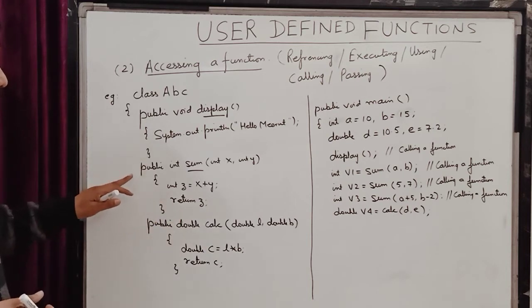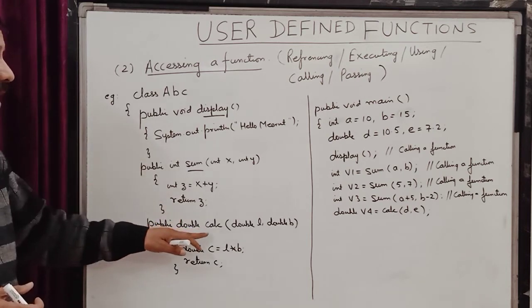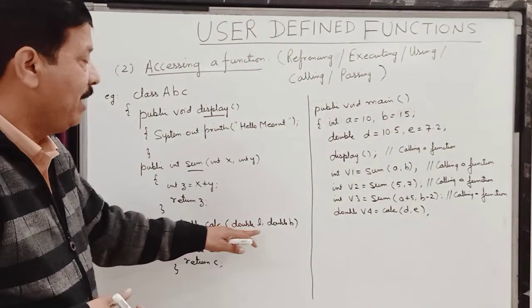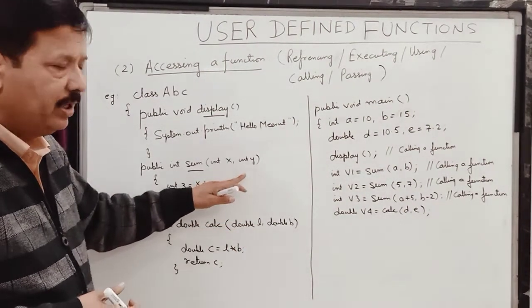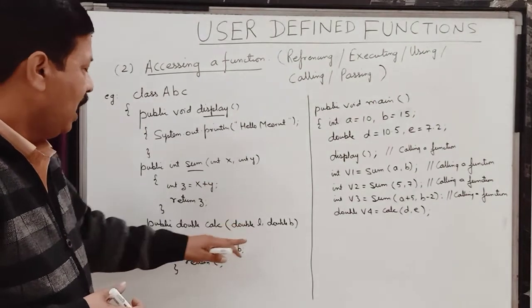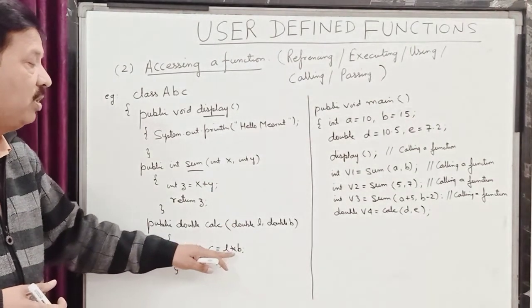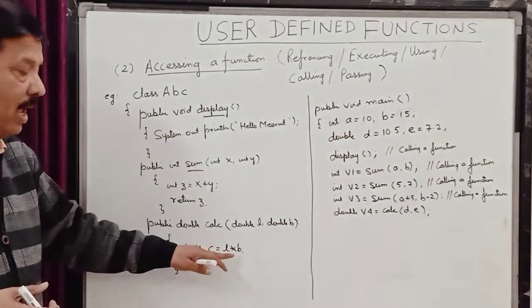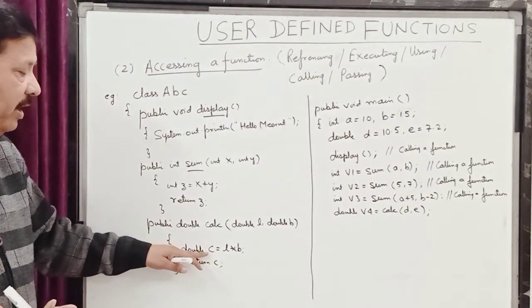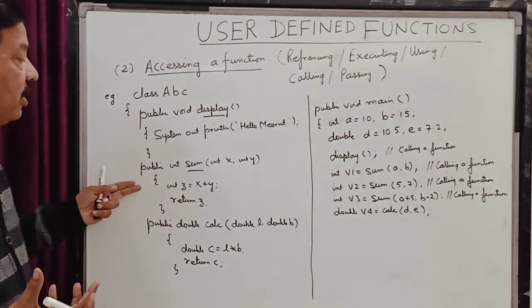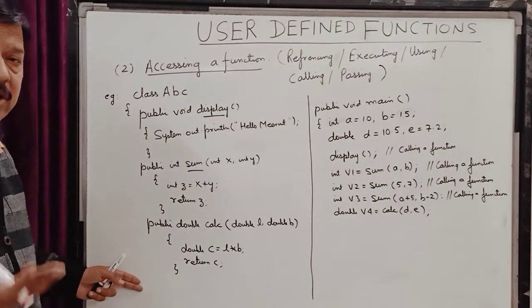I have created another, third function called calc. In this, my parameter list is of type double. Here it was of type integer, but here it is of type double. In this function I have multiplied the two numbers L and B, and whatever product there is, this function is going to return. So these are the three functions which I have created. That is the first part of it.